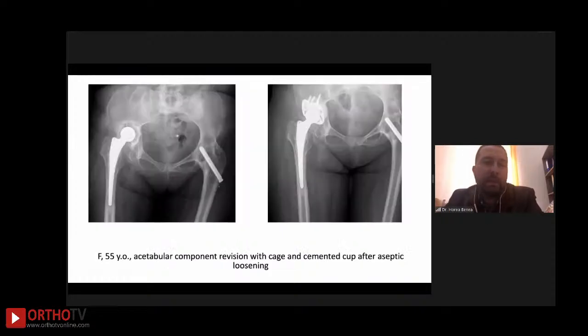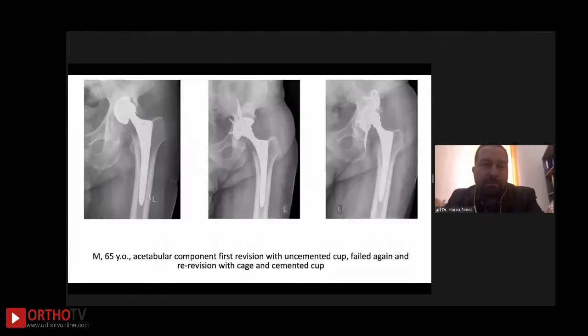She's doing very well. Another woman, 55 years old, with a revision of the acetabular component with cage and a cemented cup after a septic loosening of the first implant done. On the other hip, we see she has arthrodesis, practiced at an early young age.